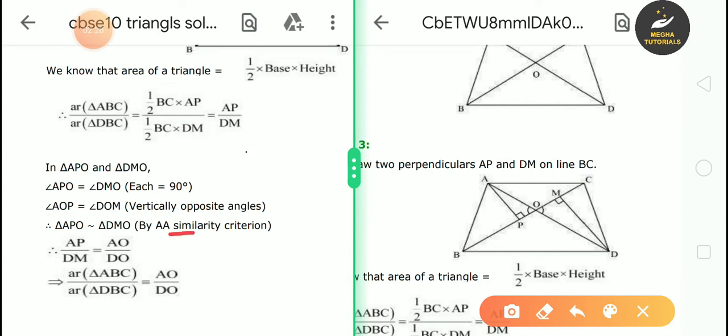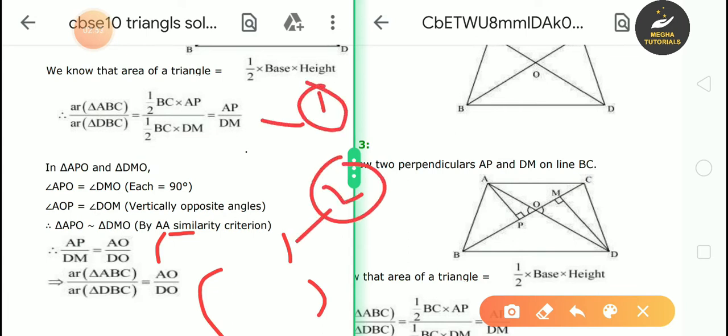Therefore you can write AP upon DM is equal to AO upon DO, and in bracket you have to write sides of the similar triangles are in the same proportion. Therefore you can write area of triangle ABC upon area of triangle DBC is equal to AO upon DO. You have to give this as equation 1 and the other as equation 2. So from 1 and 2 you can write area of triangle ABC upon area of triangle DBC is equal to AO upon DO. So this is your final answer.